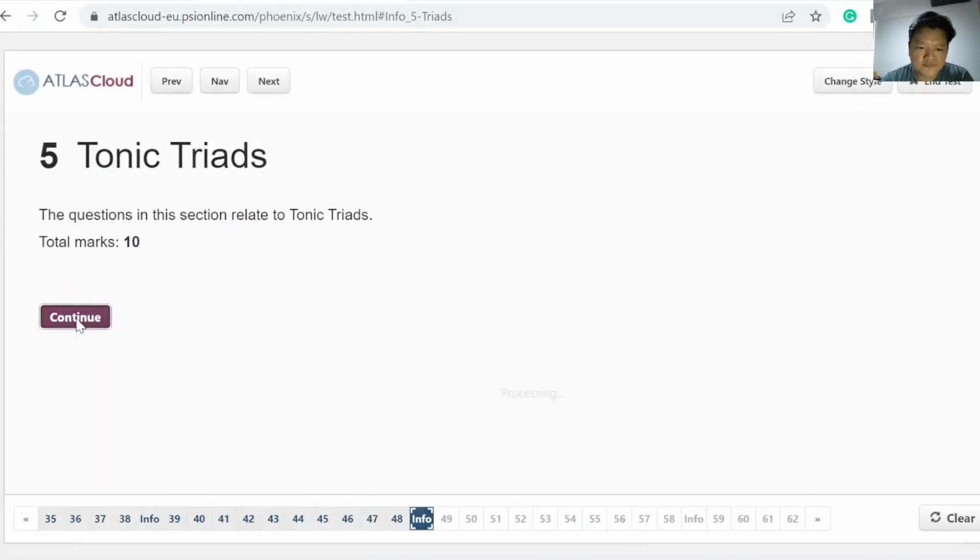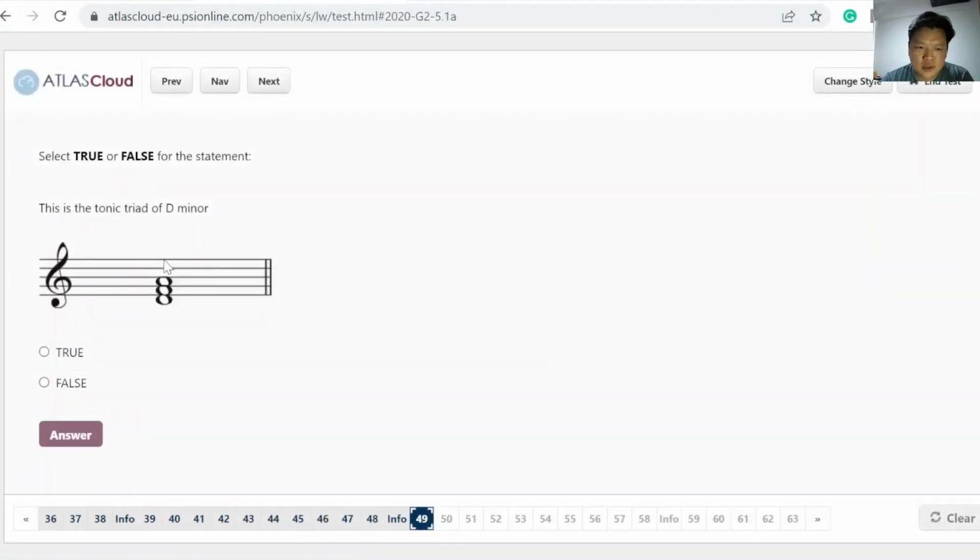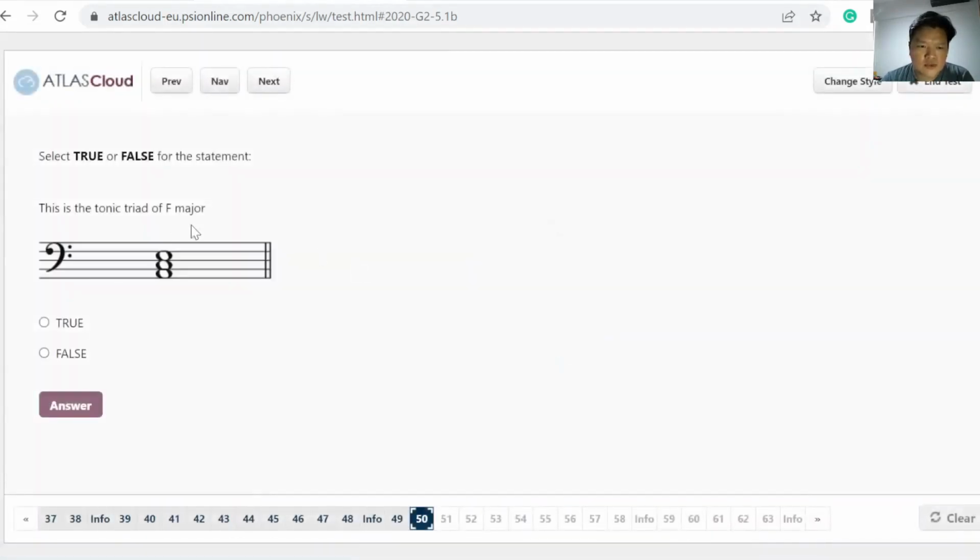Triads. D minor tonic triad, it's D, F, A, so it's true. Next one, F major must start from the F, but looking at the first one, the bass clef here, they are starting from the A note, so it's wrong.